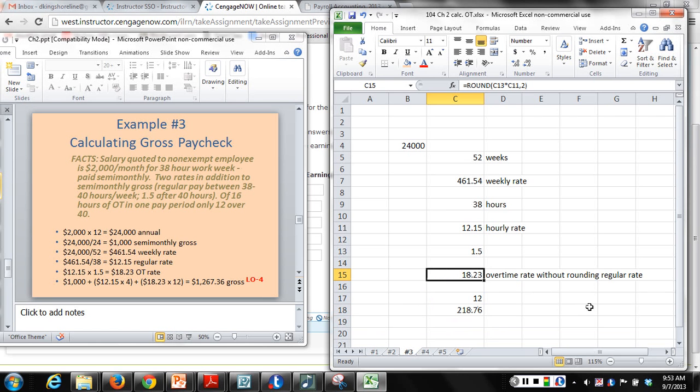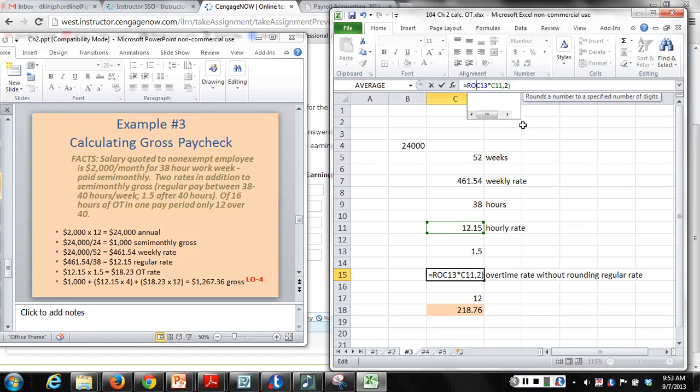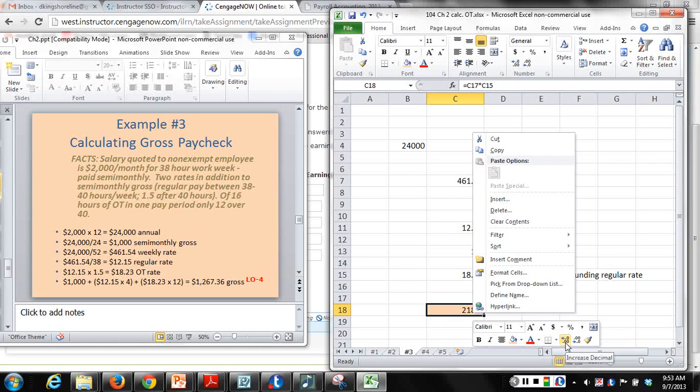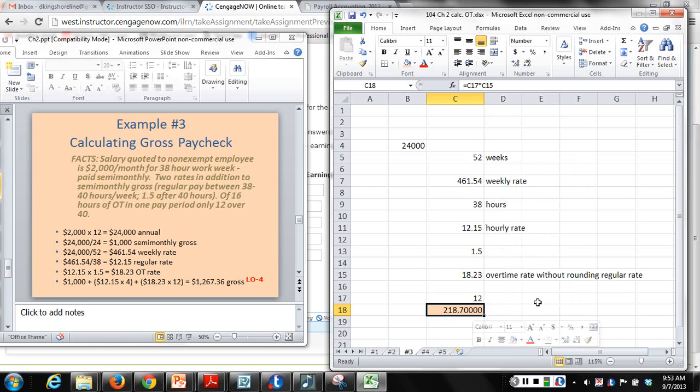If I watch what happens to this number here, if I don't round up here, and if I took my rounding detail out of here, and let me do that here. Okay, watch what happens to that number. See, it changes. We get a different answer, and we can check that, increase the number of decimals.